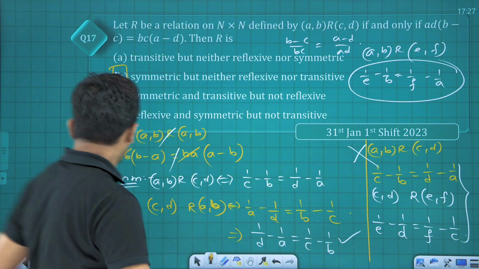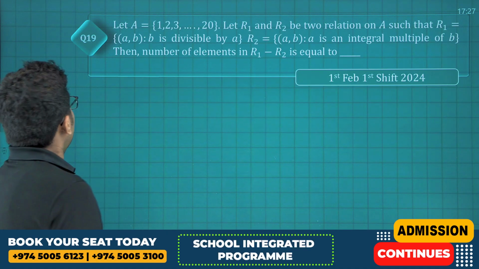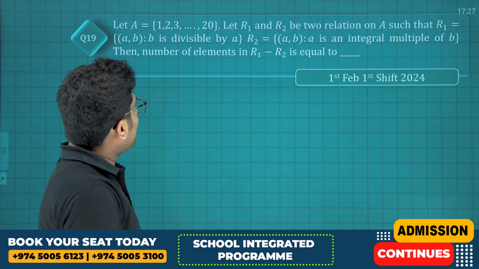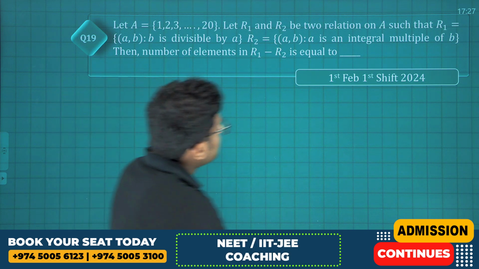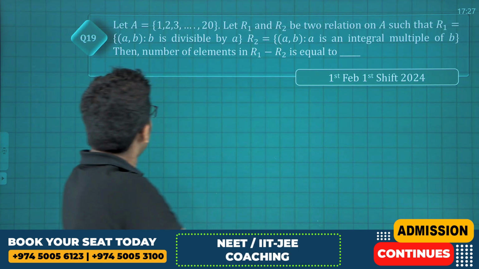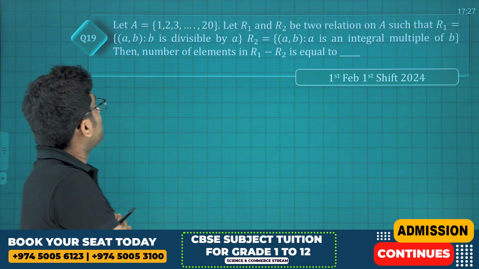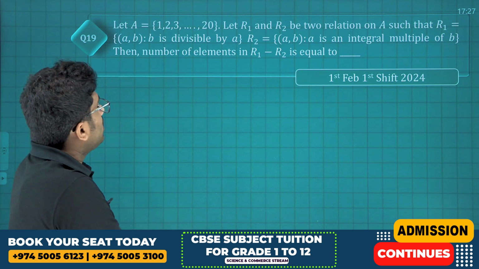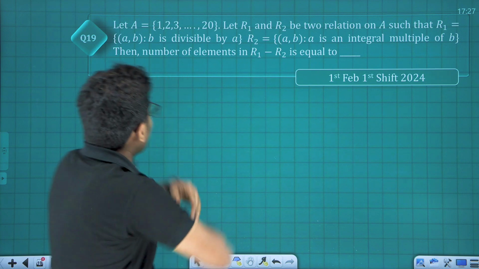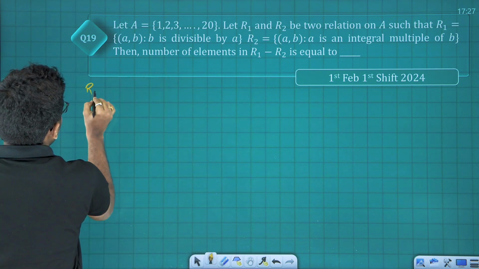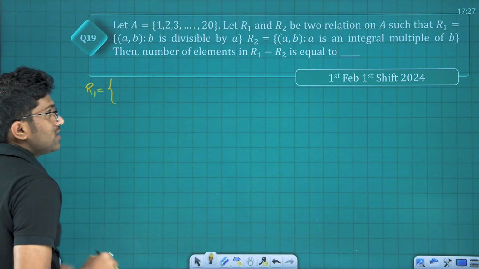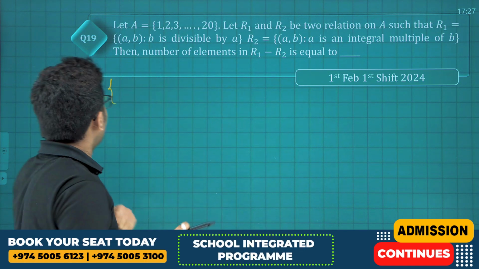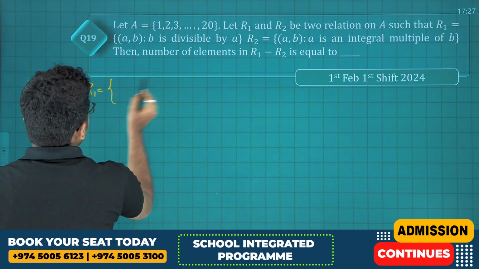Clear? Next question. 19th question. Set A is 1, 2, 3 to 20. Let R1 and R2 be two relations on A such that R1 is equal to AB, B is divisible by A. We'll find first R1. What do you mean by B divisible by A? So what are all the elements that we will be having?